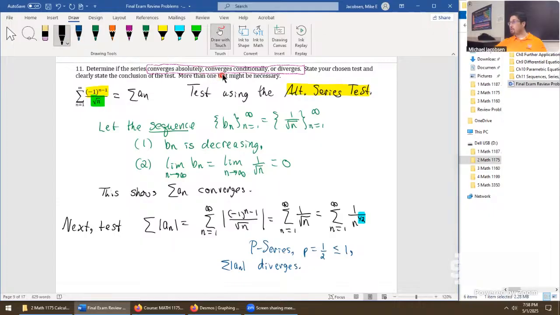So here's our big conclusion. Now is a good time to write down, therefore, to wrap this up. This shows that the original series, summation an, is conditionally convergent.